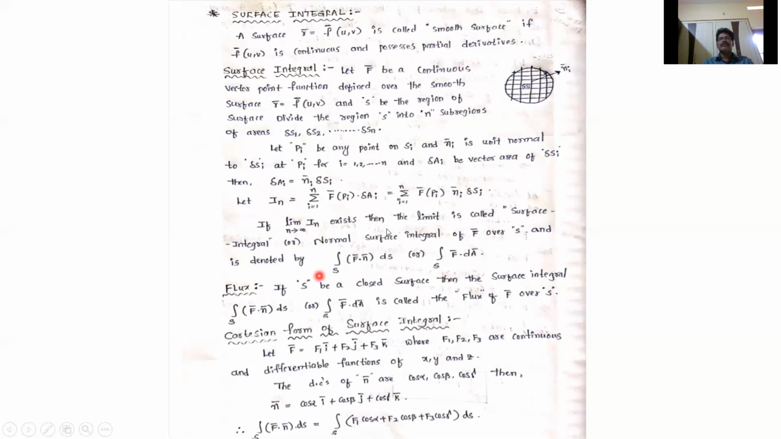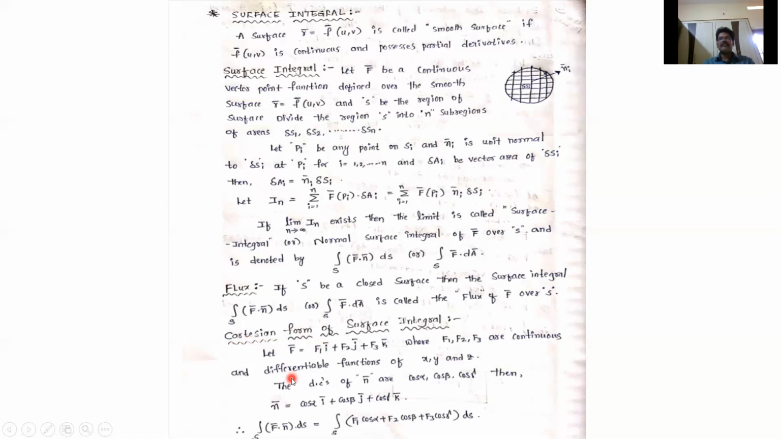So finally, the integral of f dot n dS, that is f dot dA, equals the limit as n tends to infinity of In, which is sigma i equal to 1 to n of f bar Pi dot delta Ai. Now flux: if S is a closed surface, then the surface integral of f bar over S is called the flux of f bar over S. Simply, flux means the surface integral of f bar over any closed surface.